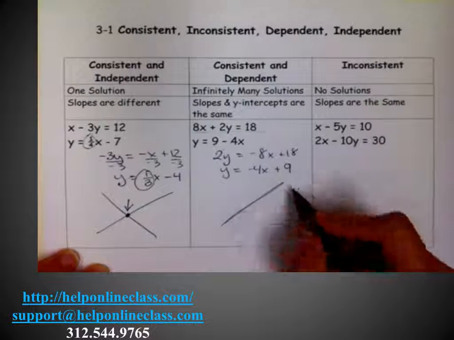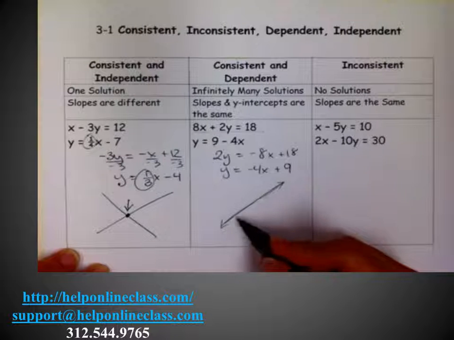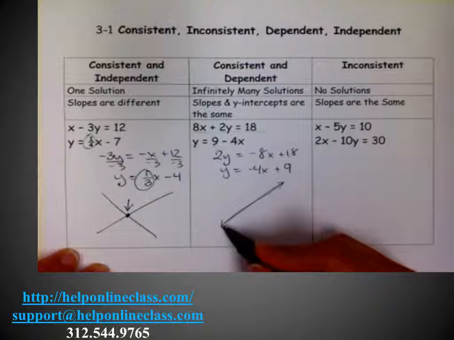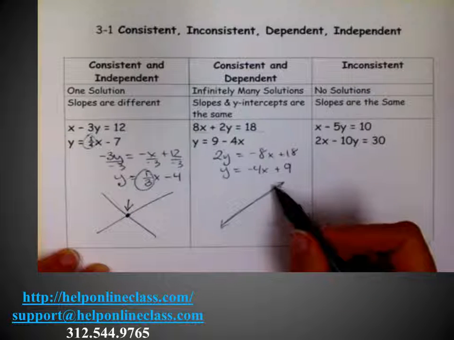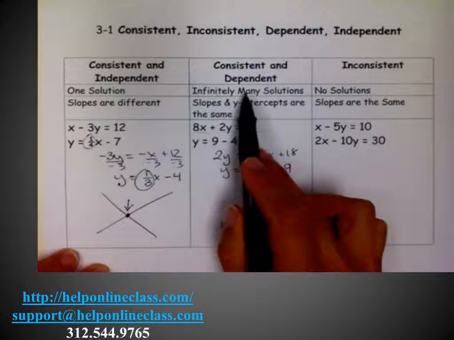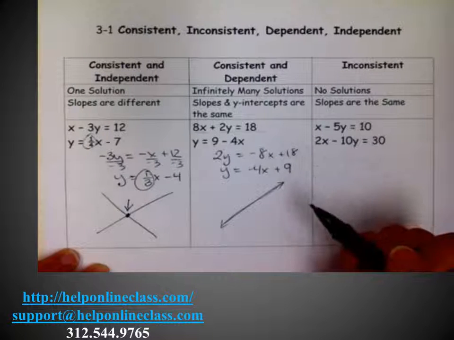So basically I just graphed another line on top of the one I was already at. So because they're right on top of each other, they intersect in every single point, and since the lines have an infinite amount of points, we say that the solution to this system has infinitely many solutions.